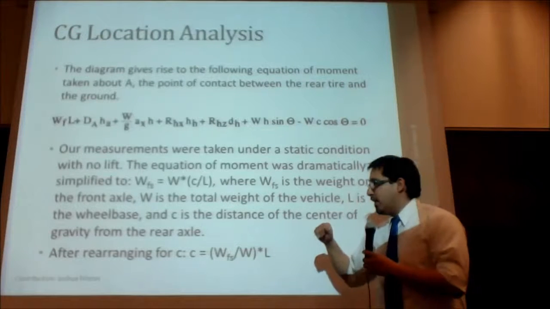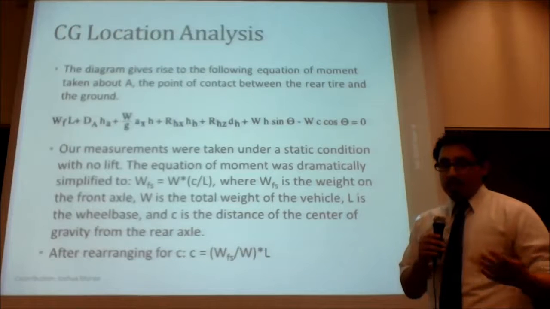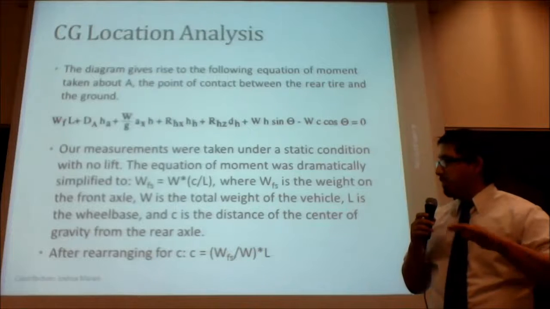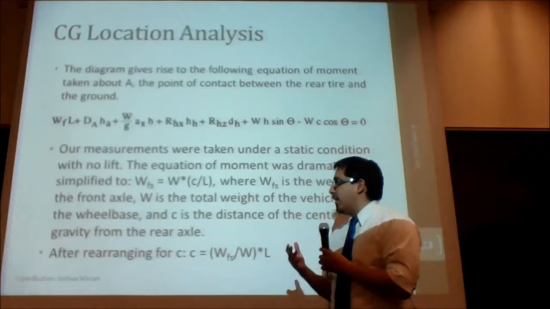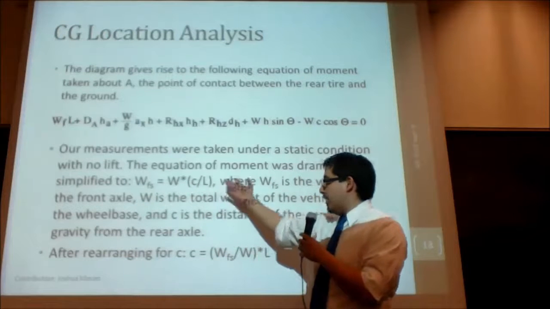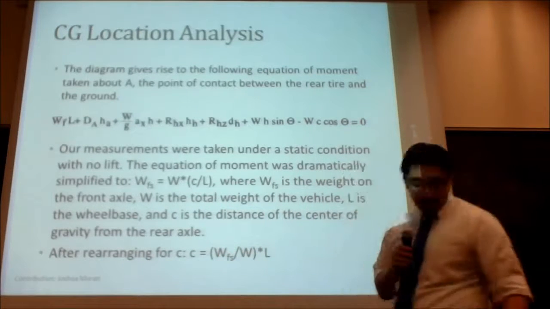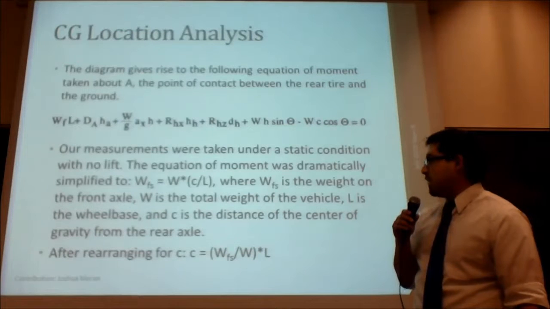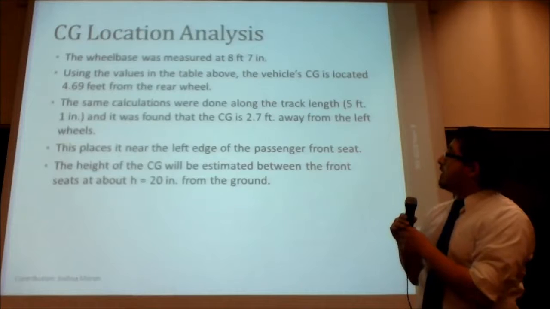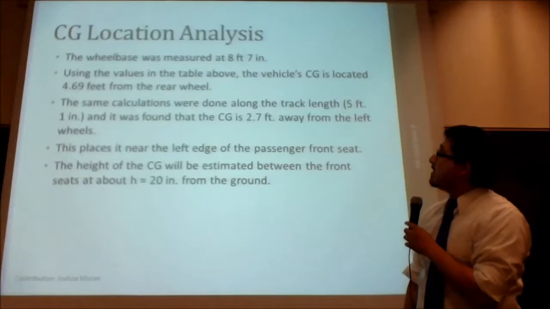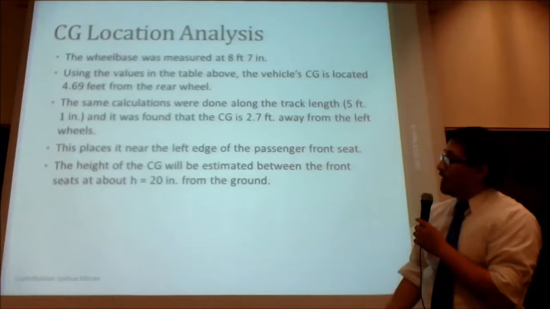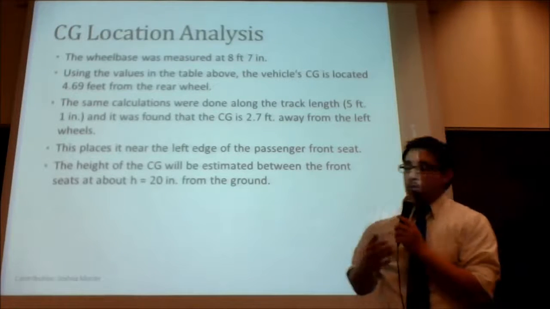But since we did this statically, meaning that there was no motion, and it was on level ground, you get a simplified equation: WF is equal to W times C over L. Rearranging for C once again, which is the distance between the rear axle and the center of gravity, and using the fact that the wheelbase is 8 feet 7 inches, we were able to figure out that the CG is located 4.69 feet from the rear wheel.